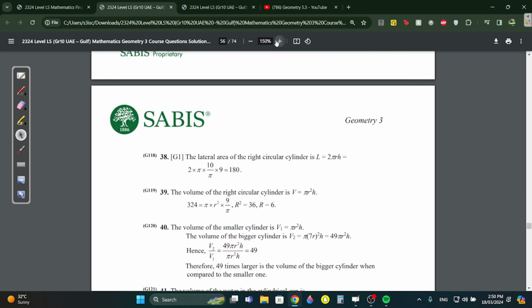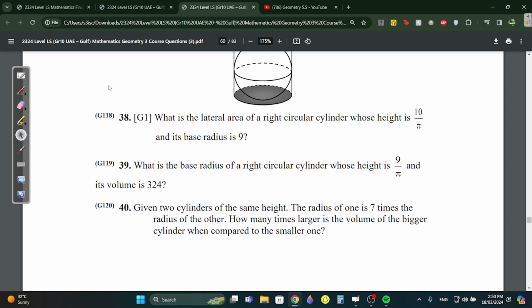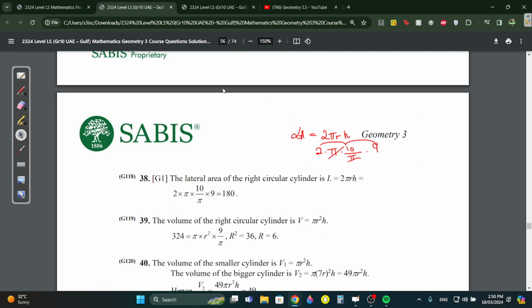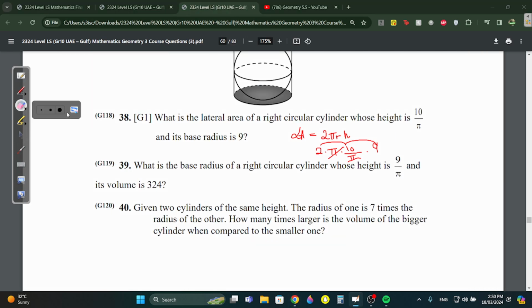What is the lateral area of a right circular cylinder whose height is 10 over pi and radius is 9? The lateral area of a cylinder, remember, was 2 pi r h. So 2 times pi times 10 over pi times 9. Pi with pi, 2 times 10 times 9 is 180. Yep, and these are very simple.